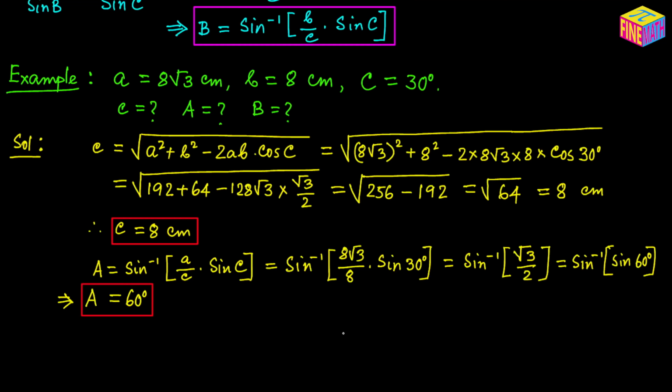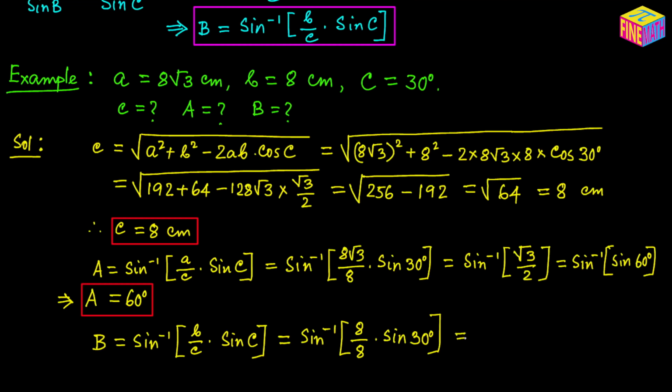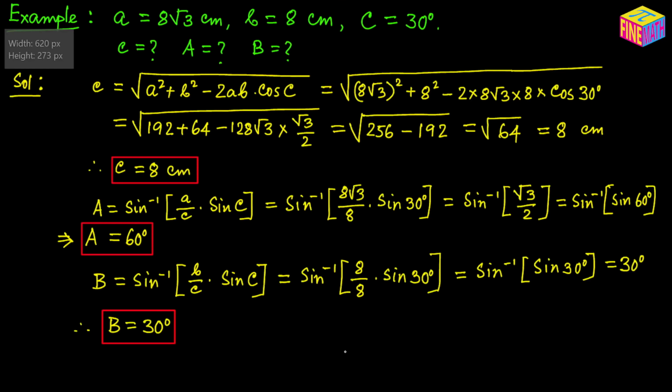And similarly, let's calculate the value of the angle B. Well, we can say B will be equal to sine inverse of b over c times sine of C, and here we are going to plug in the values, so that would be sine inverse of, now what is b? b is actually 8 over c is also 8, and then sine of C would be sine of 30 degrees, so that is essentially sine inverse of sine of 30 degrees, that means it is equal to 30 degrees. So the angle B is equal to 30 degrees.